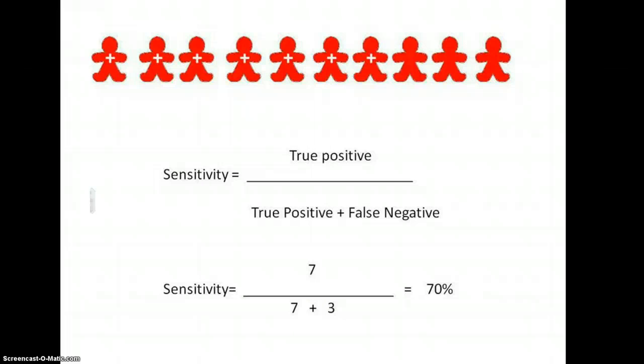Looking at sensitivity, we take our true positives, and we divide that by our true positives plus our false negatives. In this example, we have a 70% sensitivity value. This is somewhere between moderate and good. Using our mnemonic of SNOUT, we can say that if this test is negative, we're moderately to good, sure that we can rule this condition out.